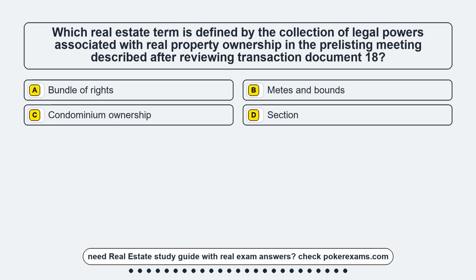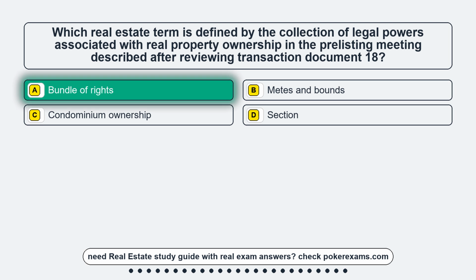Question 18. Which real estate term is defined by the collection of legal powers associated with real property ownership in the pre-listing meeting described after reviewing Transaction Document 18? Option A, bundle of rights. Option B, metes and bounds. Option C, condominium ownership. Option D, section. The correct answer is option A, bundle of rights.